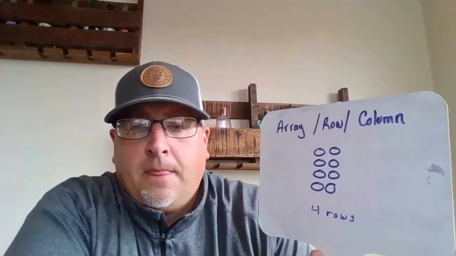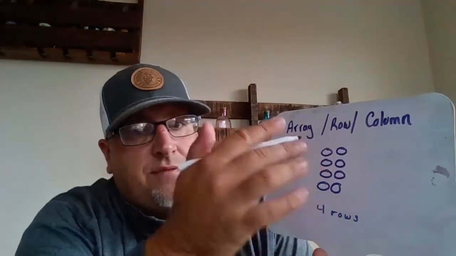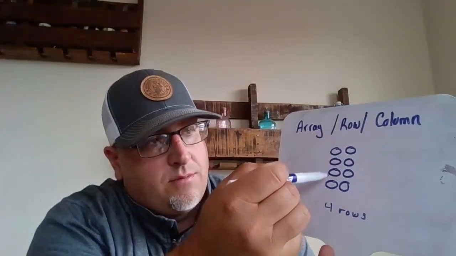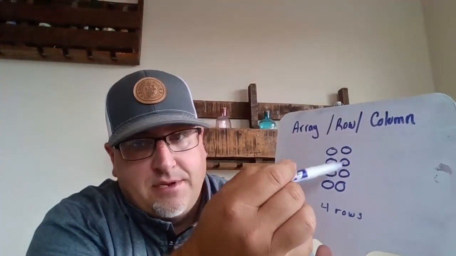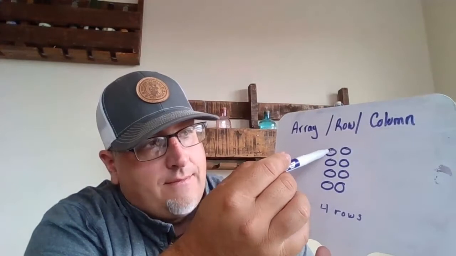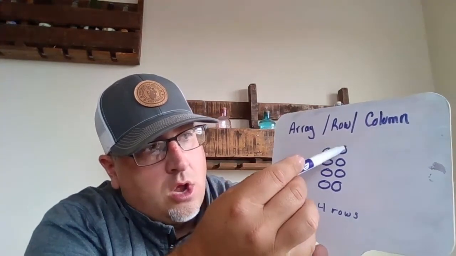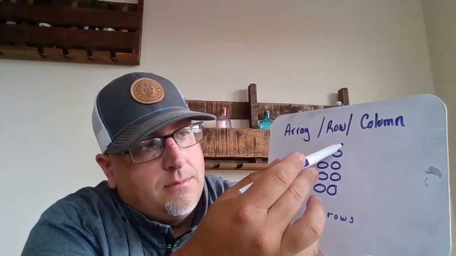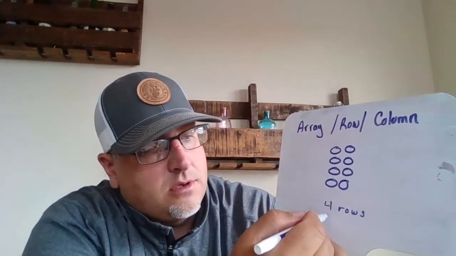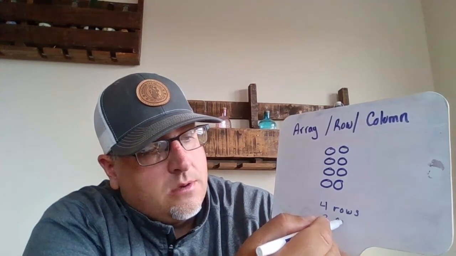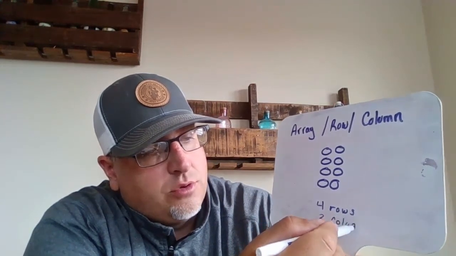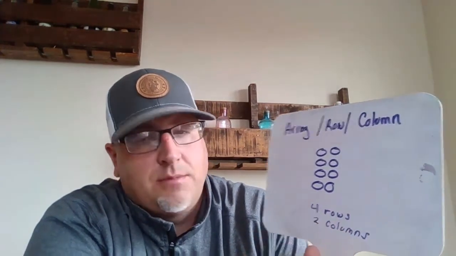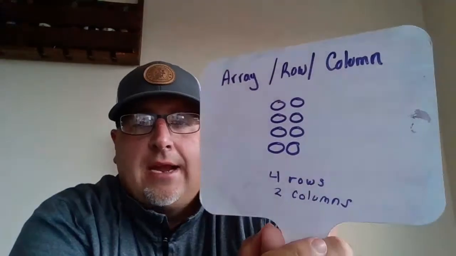Okay? Now we have columns. Columns are different. Columns go from top to bottom, up and down. So here we have all the way down, that's 1 column. All the way down, we have 2 columns. So here we have 2 columns.